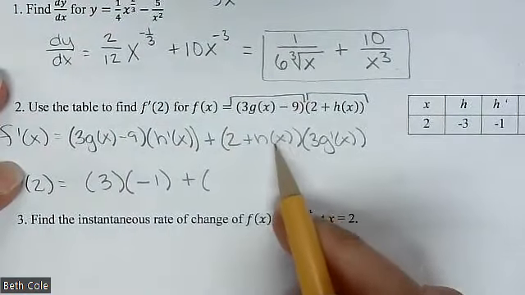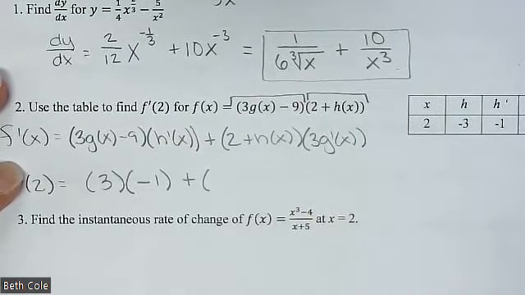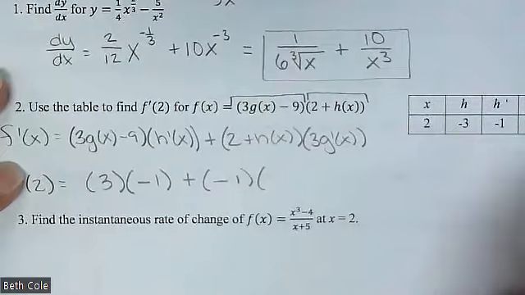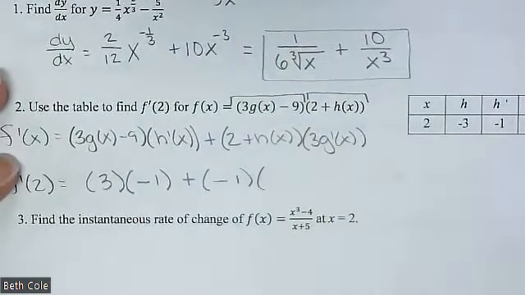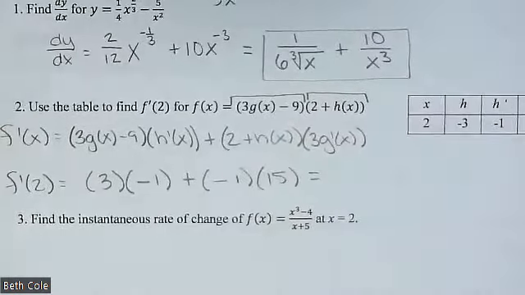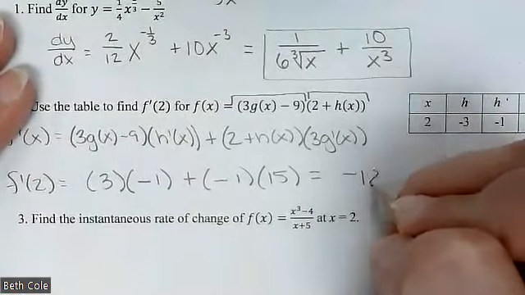Plus, all right, this part is 2 plus h of 2. So that would be 2 plus negative 3. So that would be negative 1. And then this last part is 3 times g prime of 2. So that would be 3 times 5, which is 15. Now, because it's multiple choice, you got to keep going. That's not going to be one of the answer choices. You have to boil it the whole way down. So this would be negative 3 and negative 15, negative 18.